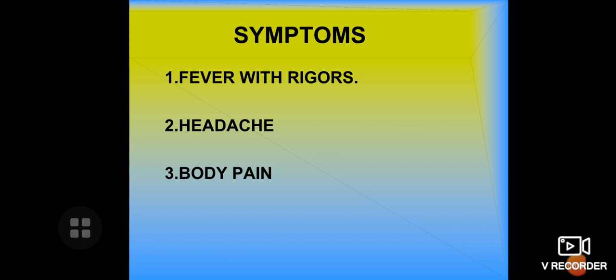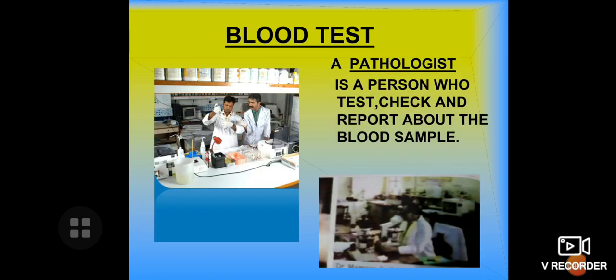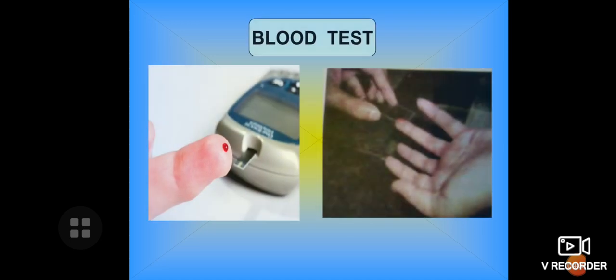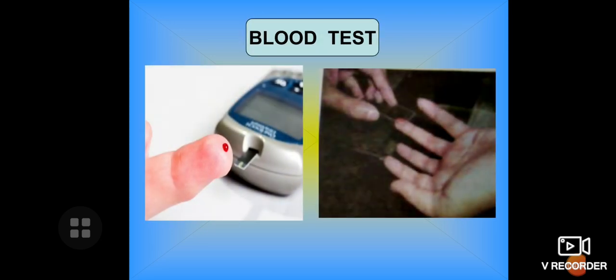And the symptoms of malaria are fever with rigors, that is chills, shivering, and then headache, body pain. And here we have gone through the blood test, how this happens. Almost every one of us has had the experience of a blood test. A pathologist is a person who tests, checks and reports about the blood sample. And this is how the blood test is taken.